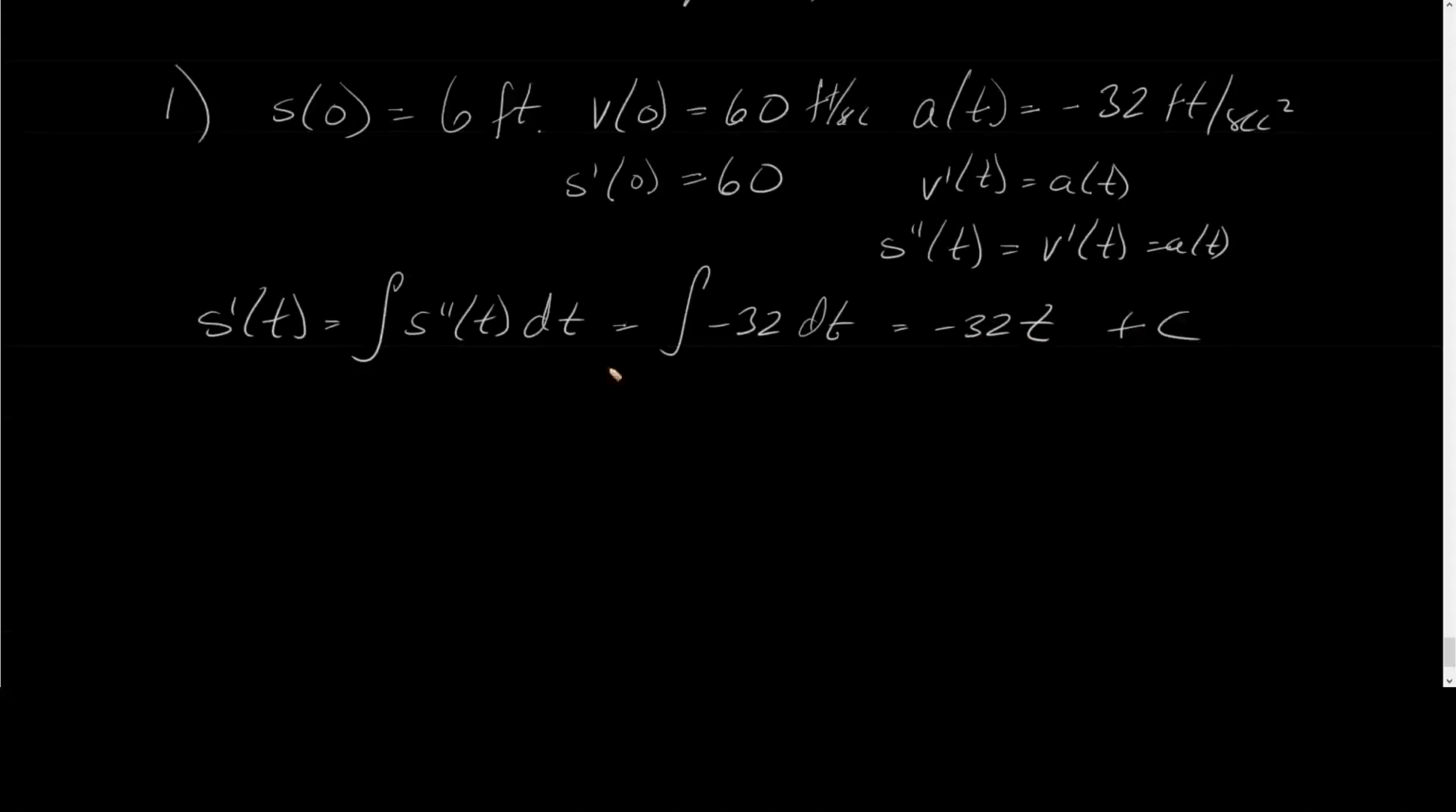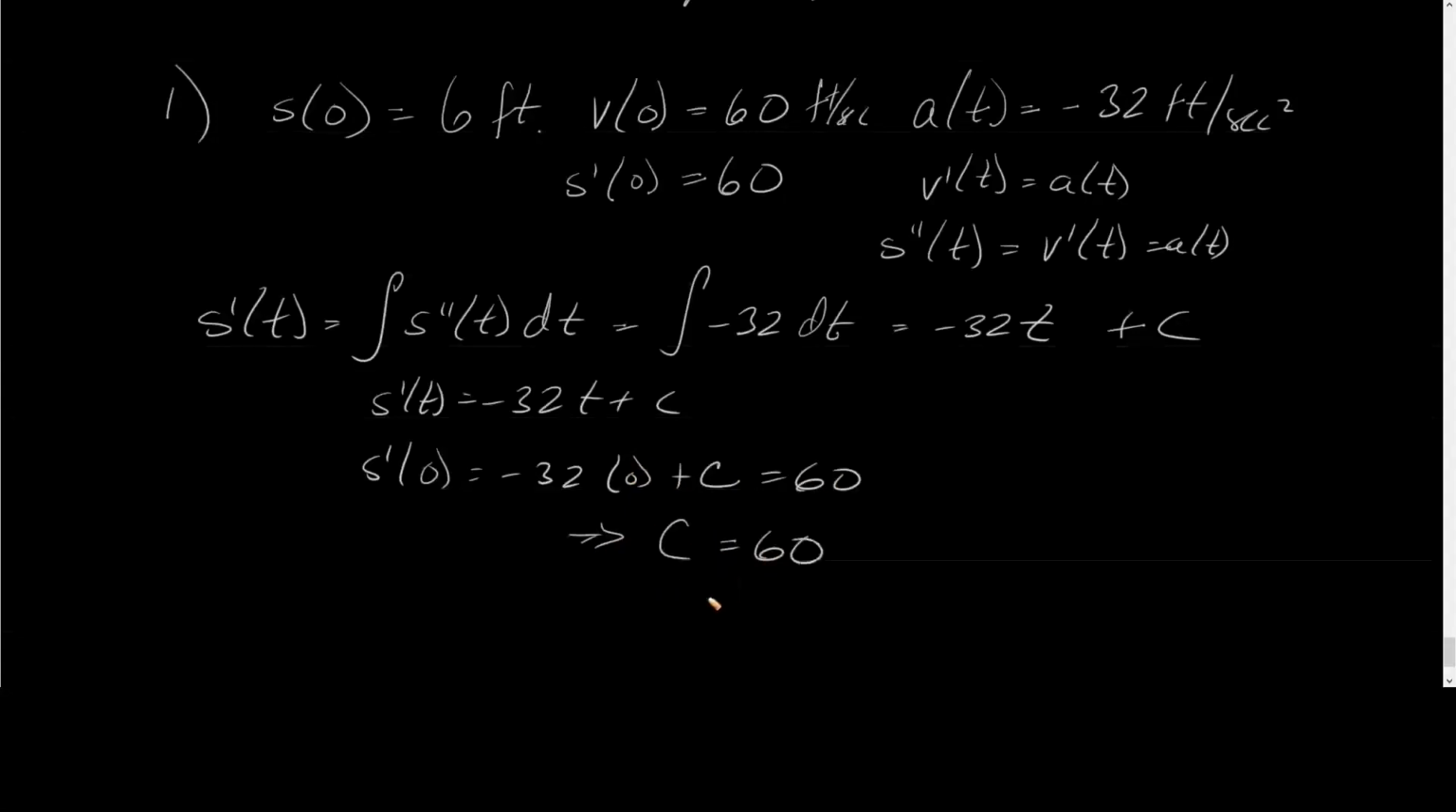Right? So that's s prime of t is equal to negative 32t plus c. We can use now our initial value condition that the initial velocity, in other words s prime of 0, is 60. So I get negative 32 times 0 plus c equals 60, which tells me that c must be 60. So s prime of t is negative 32t plus 60.